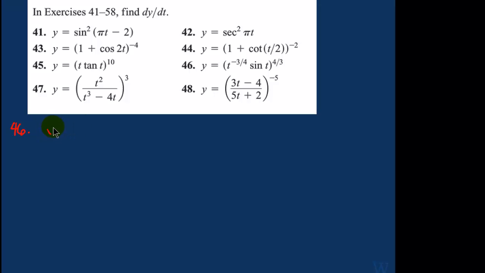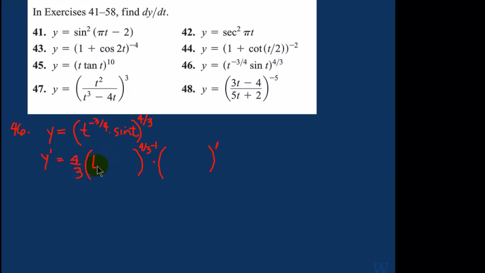We've got y equal to something that is raised to the 4/3. So it's t to the negative 3/4 times sine of t. Y prime is working on the outside going in. So the outside is a power rule. So we bring down 4/3. So 4/3 times this expression raised to the 4/3 minus 1 times the derivative of the inside.